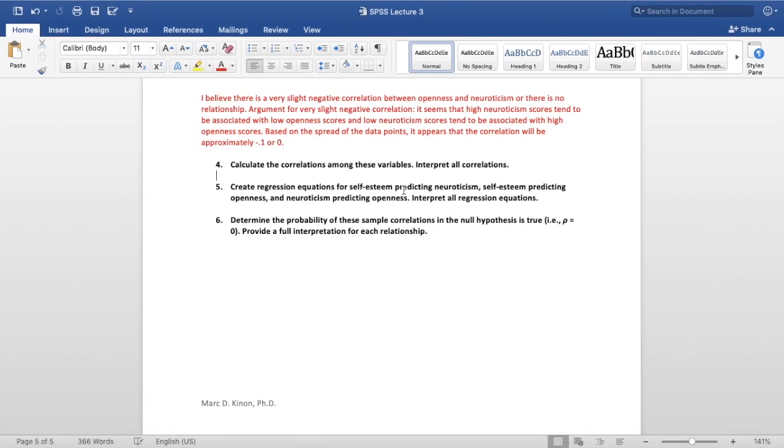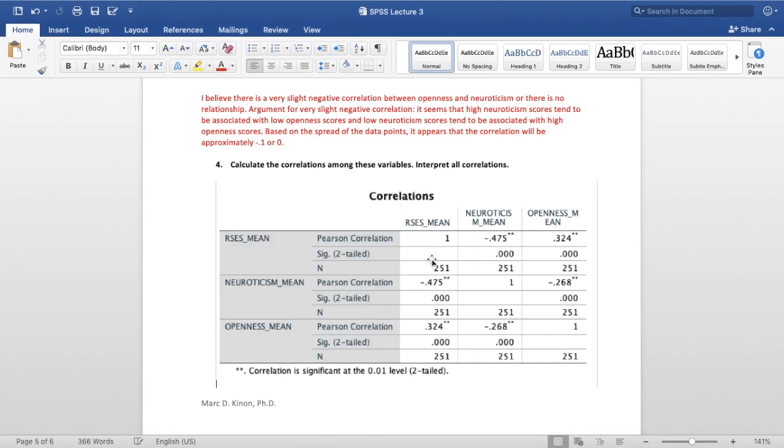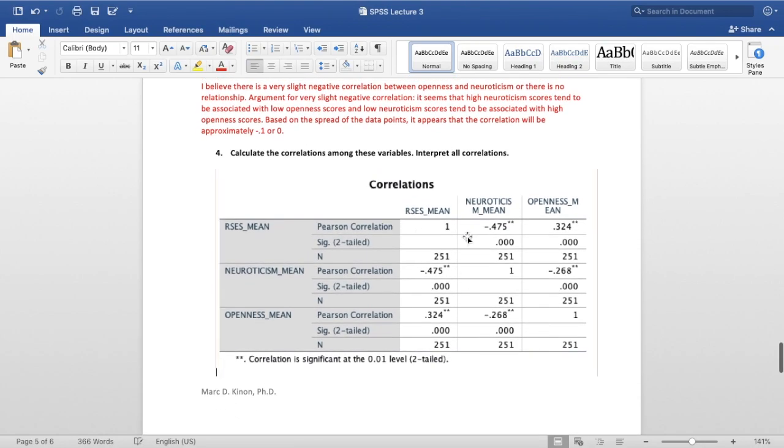Okay, and our Word file. So how do you read this in SPSS? It seems like there's a lot going on, but there's really not. So here's self-esteem correlated with self-esteem. When you correlate a variable with itself, it has a perfect correlation, right? 1. There you go. So that's useless. Obviously, we're not going to look at that.